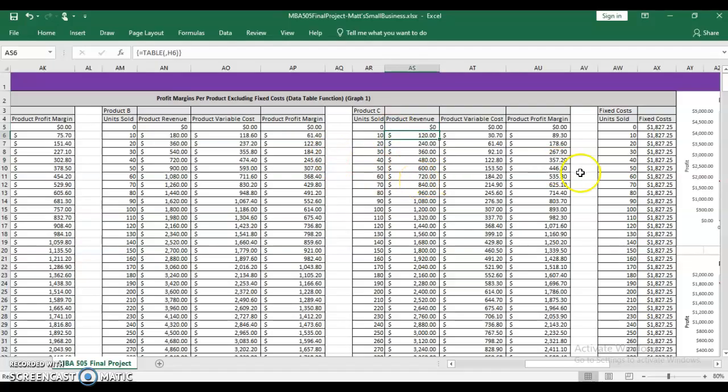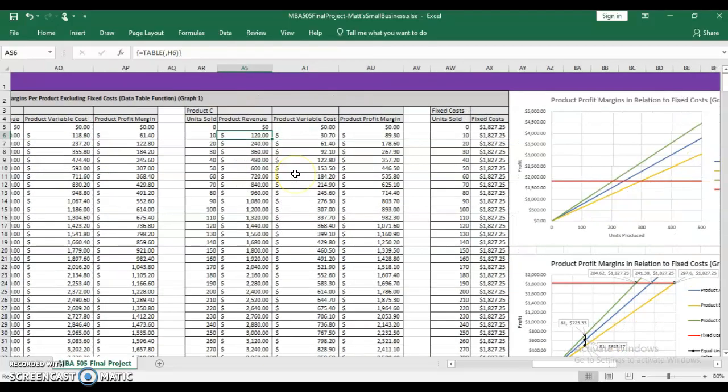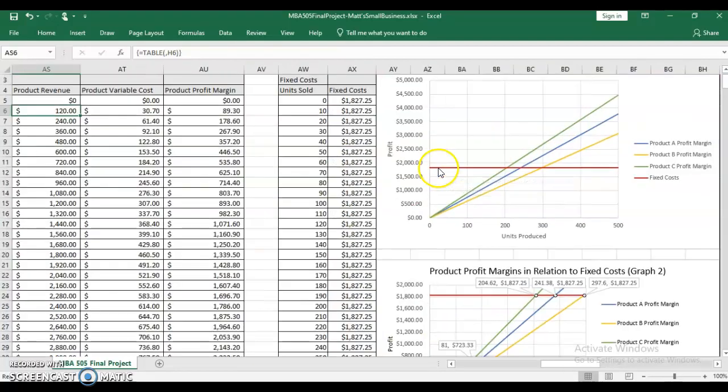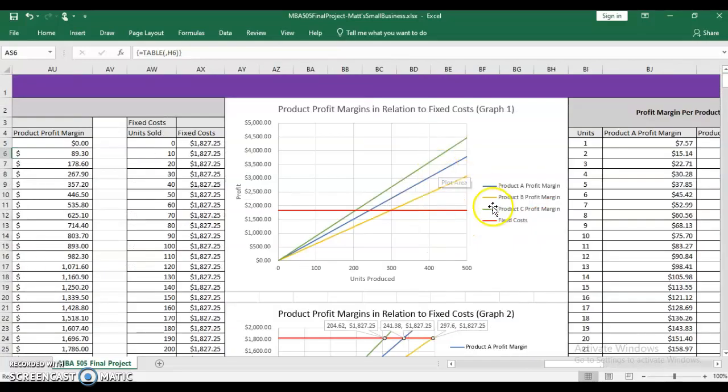This gives me the product profit margin for each recipe, and then I graphed it in this first graph here. This is the product A profit margin, this is the projection for product C, and product B is down here. Each of them has a different proportionate projection of where their profit margin is going to take them.